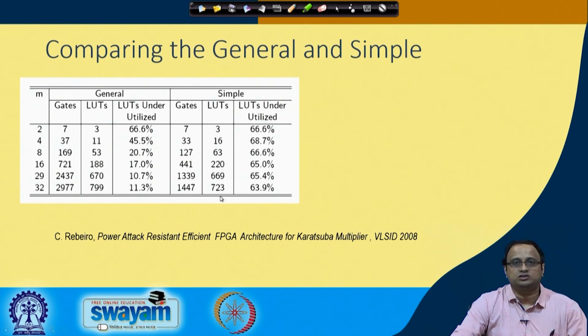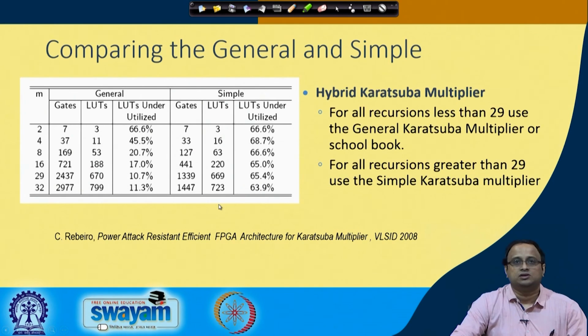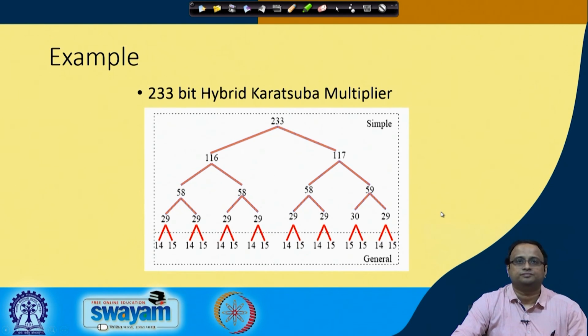This particular structure is what we call a hybrid Karatsuba, and it can give you more compact designs. So basically, for all recursions below some specific threshold, which in our case was 29 but will vary from platform to platform, one can use the general Karatsuba multiplication or even the school book multiplier, but for all higher recursions we use the simple Karatsuba as our broad Karatsuba operation.